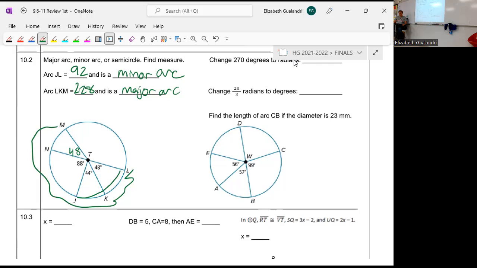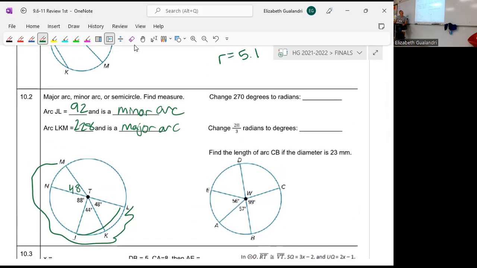Here, changing degrees to radians and radians to degrees. So 270 degrees to radians. It's pi and 180 that is how we change. So 180 degrees is equal to pi radians. If I'm changing to radians, the radians go on the top and the degrees go on the bottom. The reason I can multiply by pi over 180 is because that's equal to 1. Pi radians and 180 degrees are the same thing, so that fraction is equal to 1. And that's going to change the problem for you.